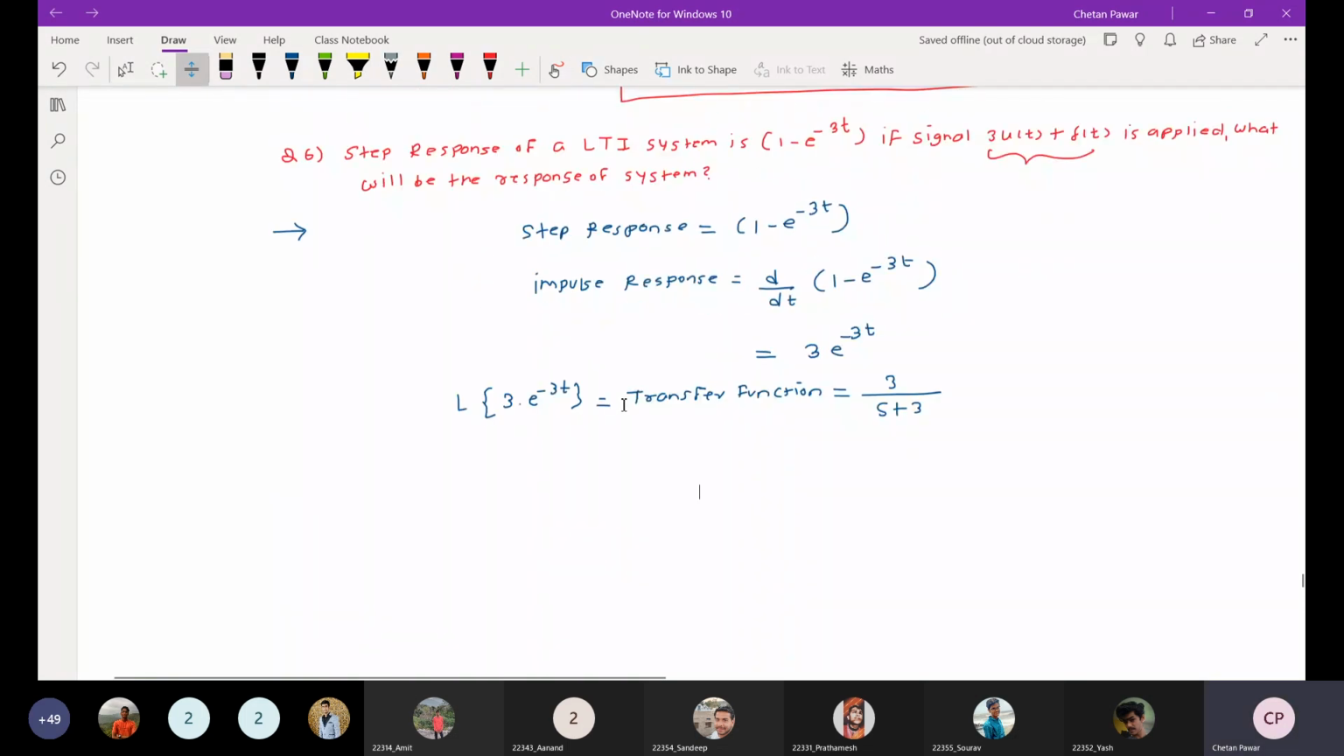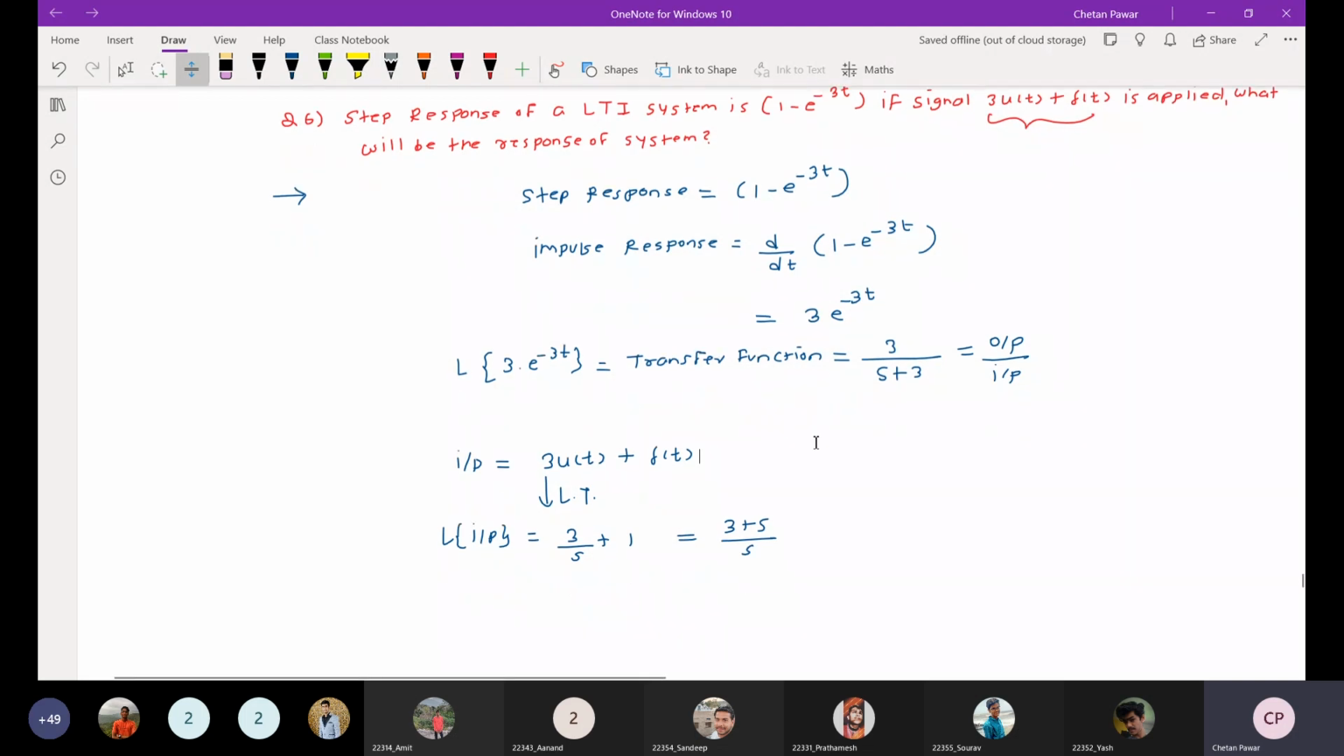Now what is the transfer function here? Laplace transform of output upon input, right? So what is the input here? The input here is 3u(t) plus delta(t). If we take the Laplace transform of this, that will be the LT of the input, which is 3 by s plus 1. If I simplify this, it will be like this.